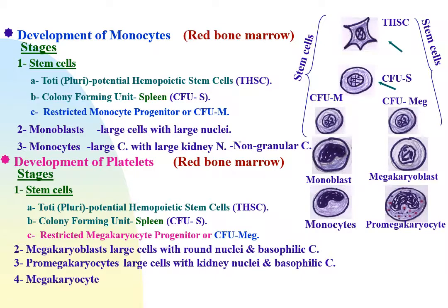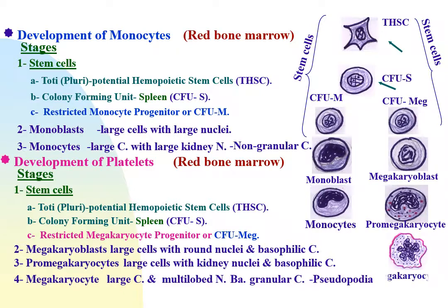Megakaryocyte. Mega, large; karyo, nucleus; cyte, cell. It is a large cell about 40 microns in diameter with a large multi-lobed nucleus and basophilic granular cytoplasm containing fine azurophilic granules. Megakaryocytes send pseudopodia to the walls of blood sinusoids, which detach to form blood platelets.